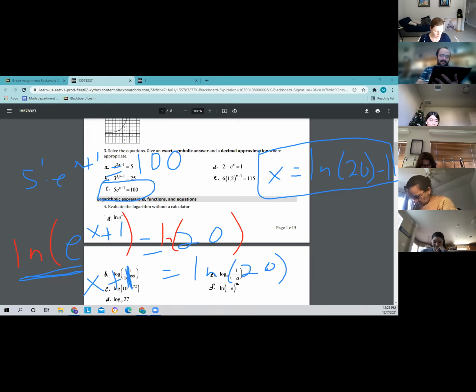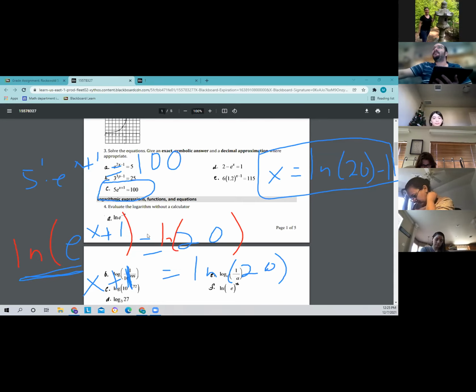When we get the E alone and by itself, oh, shoot, that's not what I want to do. Okay, hit the wrong button. Let me use the eraser. Once we get the E by itself, so that would be like this step right here without the ln, we can undo the exponential, the E exponential, with a natural log.